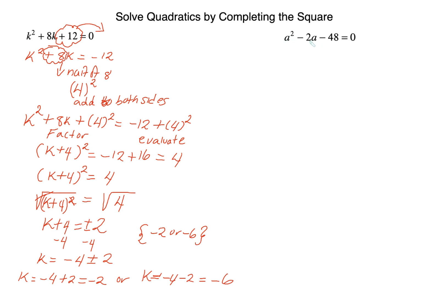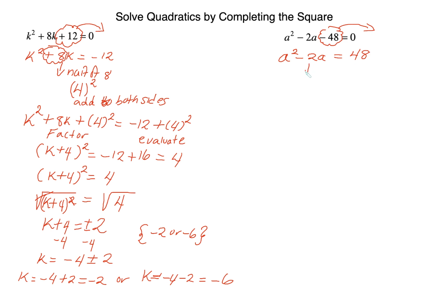I have a squared minus 2a minus 48 equals 0. So remember, we want the variables on one side and the constant on the other. So the a squared minus the 2a is going to stay. Now the negative 48, we're going to take it over to the right hand side. Now because it was negative, when it goes over, it becomes a positive 48.